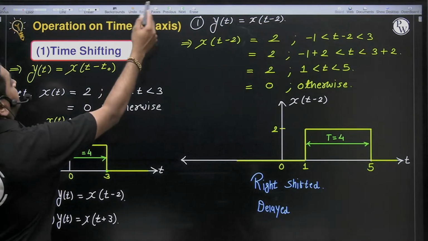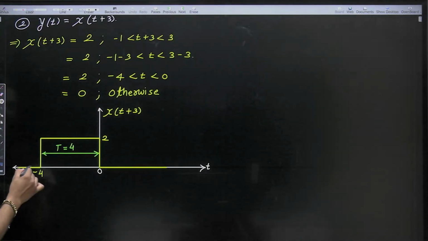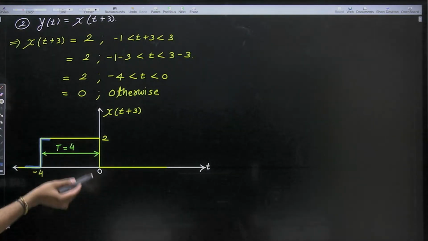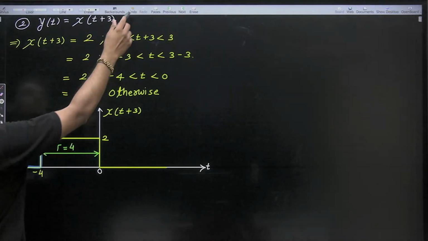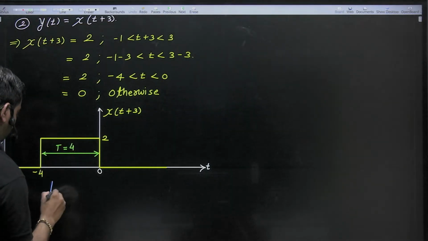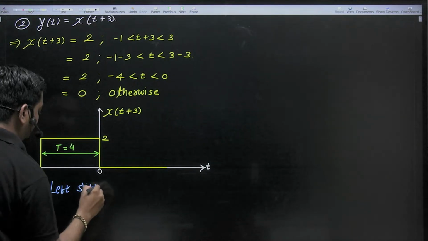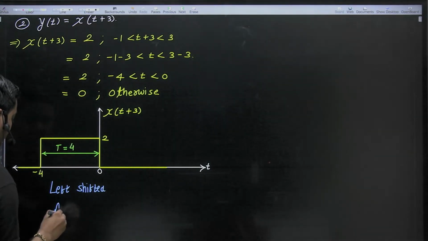And after shifting, the same sudden change occurs at minus 4. So previously it was minus 1, now it is minus 4. So of course it is the advanced version, and this is the left shifted version. Correct? It is the left shifted and advanced version.